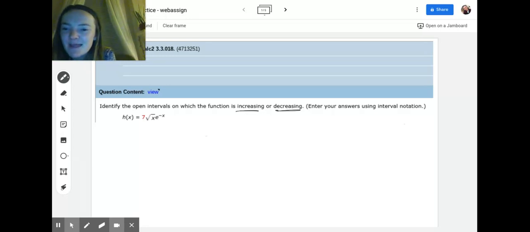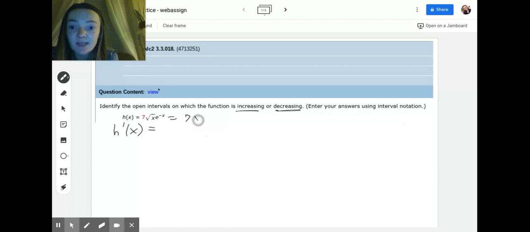So let's go. All right, we're going to say that h prime of x is equal to, okay, so product rule says that I say the derivative of the first, copy paste the second, plus the first times the derivative of the second. So let's go ahead and write that. So derivative of the first, well, real quick, I know that this is the same thing as 7x to the 1/2. That might make things a little bit easier.